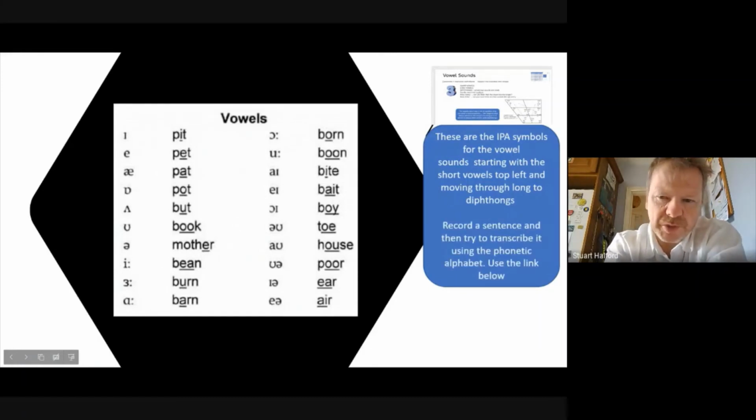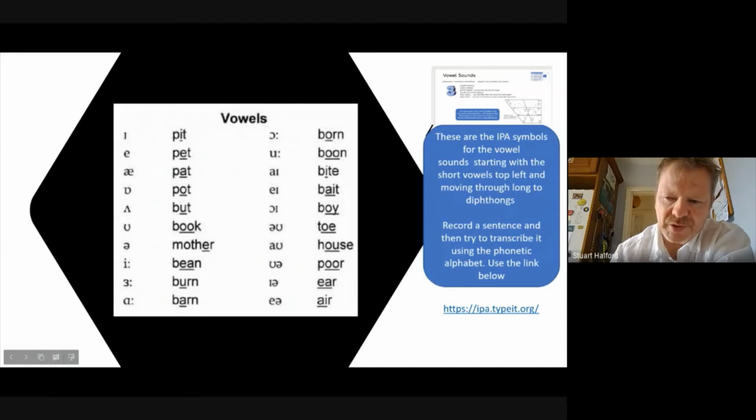What you could possibly do, if you wanted to, is record a sentence on your phone or do it live. Try and transcribe it using the phonetic alphabet. Look it up online. And to type it in, you can use the link below. This is a kind of keyboard simulation of the phonetic alphabet, which when you're doing transcriptions, you can make use of. But again, all this will become a bit more obvious as time goes on.